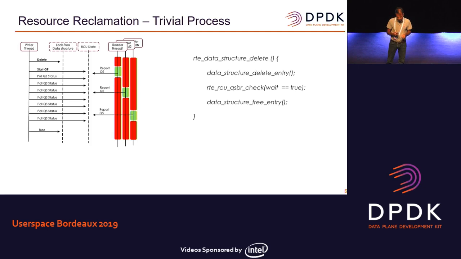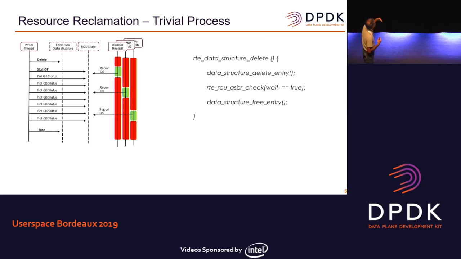If I look at a data structure delete API with this trivial process, this is how it looks. You are going to issue that delete on the data structure, and then you are going to say QSBR check, and wait is equal to true.